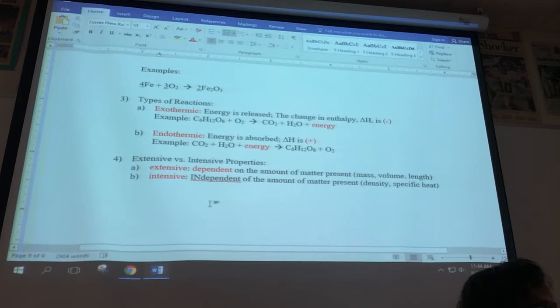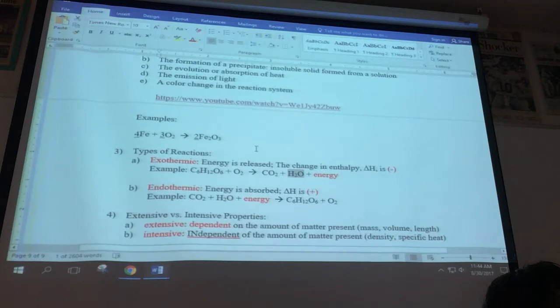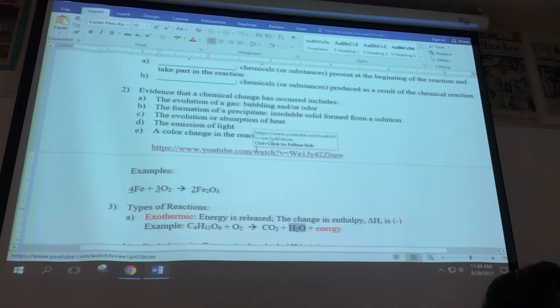So in regard to what you might be asked, if I gave you an equation like this, I would expect that you could tell me that these two substances are reactants, that these two substances are products, energy is on the right side indicating an exothermic reaction. I would expect you could tell me that water is a compound. So just some very basic questions.